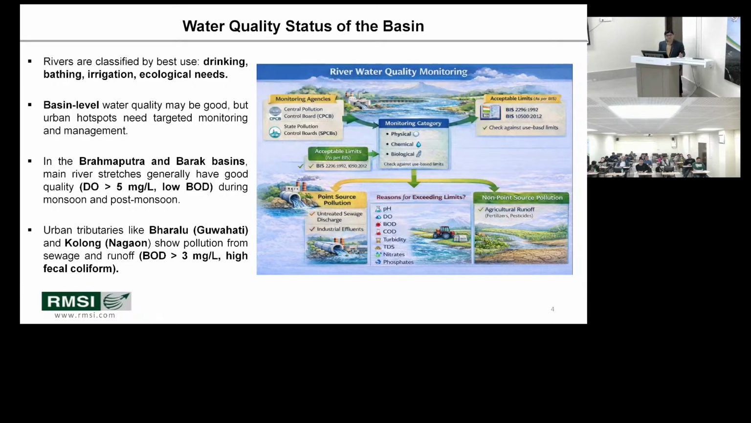There are some guidelines, BIS codes, like BIS code 2296 1992, which tells about the water quality parameters. There are standard guidelines. For different water quality parameters, there are acceptable limits and permissible limits. So in which criteria is the quality of your water ranging? These guidelines tell that your water quality should be this if you want to use this water for irrigation, for industrial use, for agriculture, for drinking.